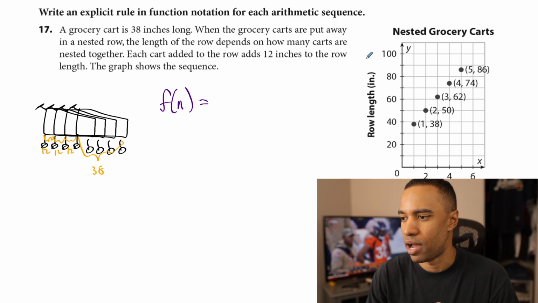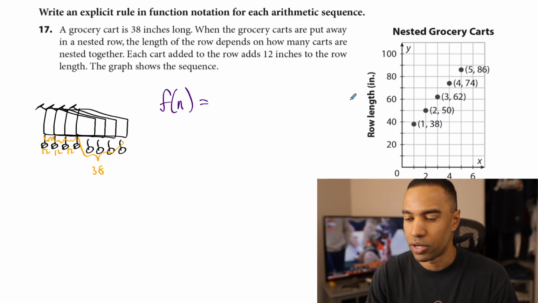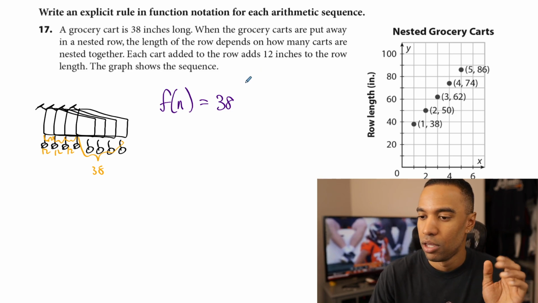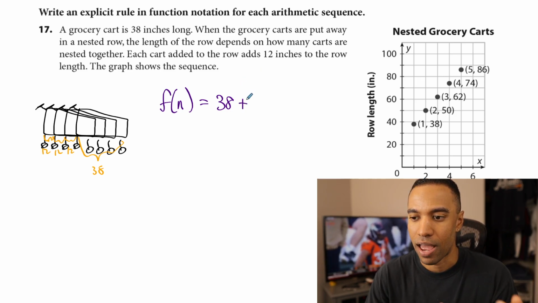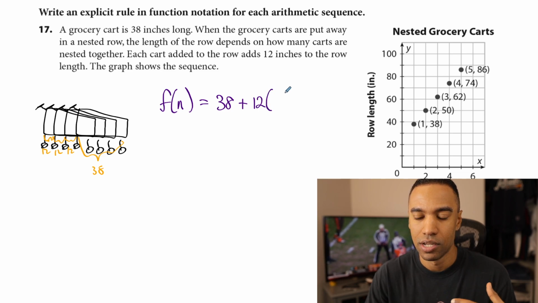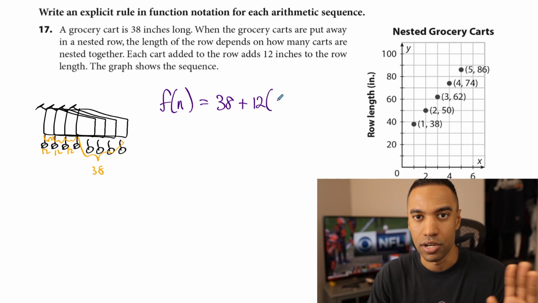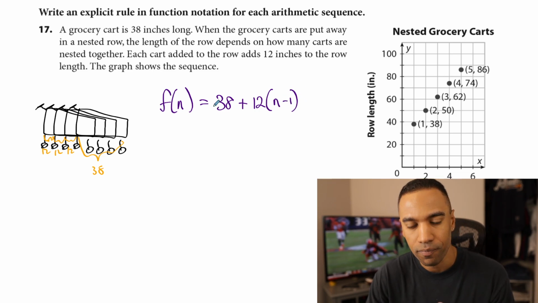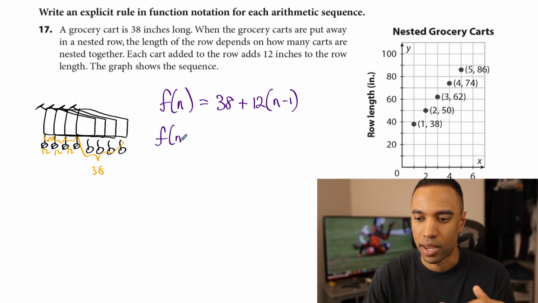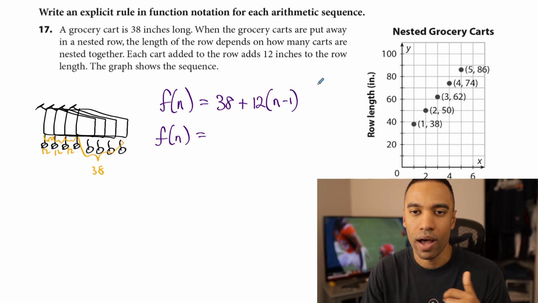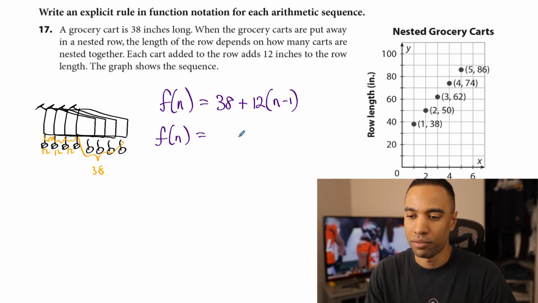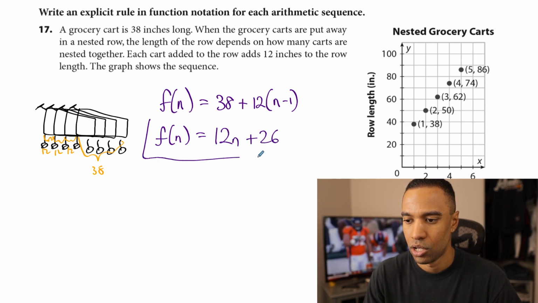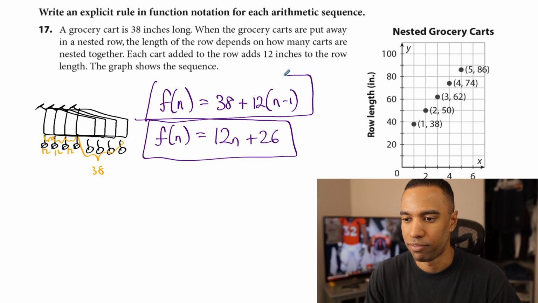So we start. So our first term is 38 inches here. Our first term. Our first value. 38 inches long for one cart. For every subsequent cart, we're adding 12 inches. So to find the value of a certain cart number of the whole length, we're going to add 12 one less time than the number we're looking at. So you can write it like that. Or if I distribute the 12, I got 12n minus 12. 38 minus 12 is 26. That becomes 12n plus 26. One or the other, totally fine.